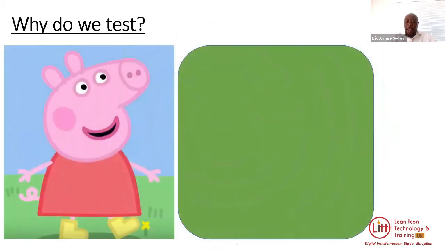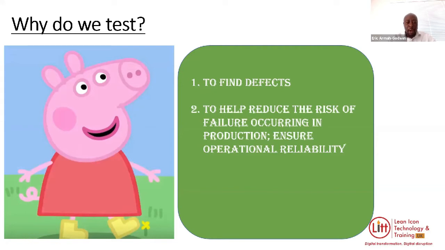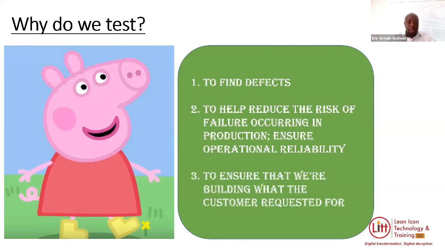So I've got Peppa Pig here who always asks the question, but why do we test? One of the first things anyone who knows testing will know is that testers find defects. That is one primary thing that any tester will be looking for, defects or faults. The second one is that we test to help reduce the risk of failure occurring in production. That is a prime thing. We want to make sure when the product goes live, there is no failure, and to ensure operational reliability. So the product has to be reliable to an extent.